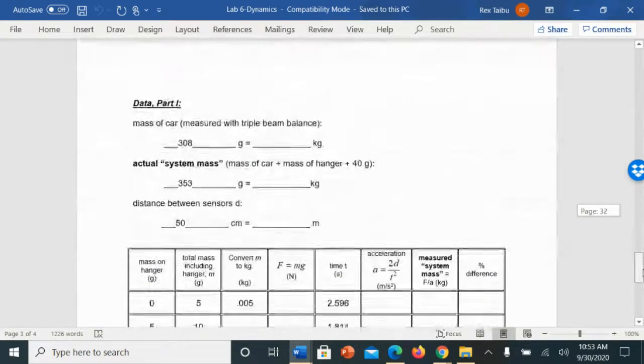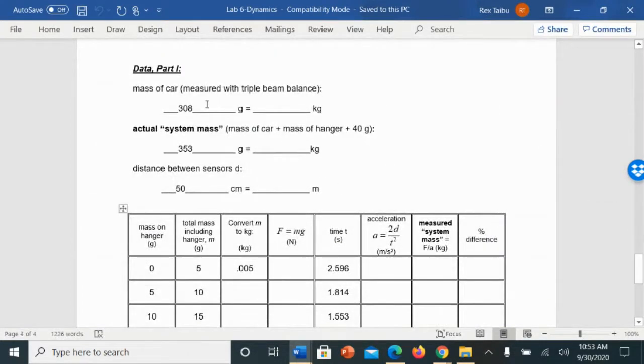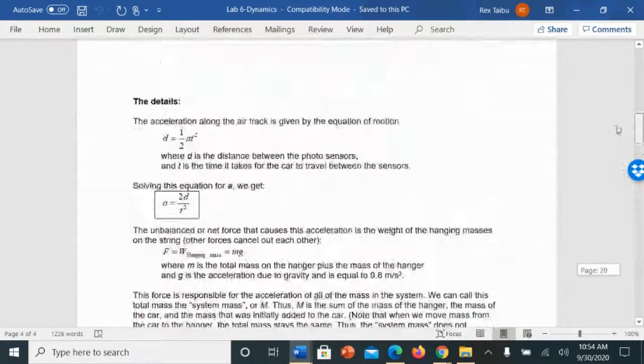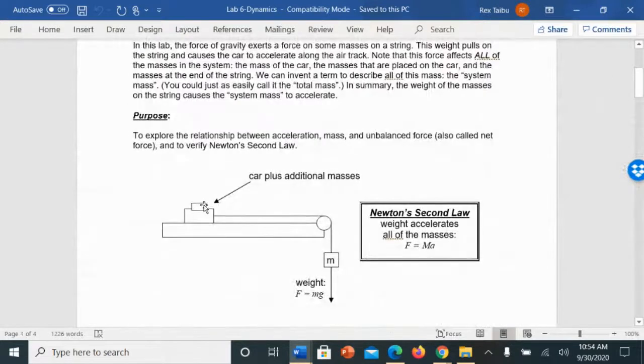Okay. Here is the data already collected for you. The mass of the car is 308. You got to convert that to kilograms. So think about how to convert 308 grams to kilograms. So the actual system mass, that's the mass measured using a triple beam balance, is given here. It is the mass of the car plus mass of the hanger plus 40 grams. The 40 grams is just an added mass that will be added on the car. So we'll have 40 grams here, and all of it will be about 300 something.